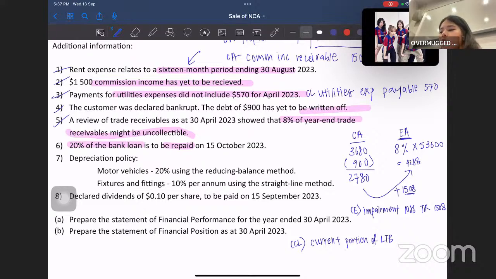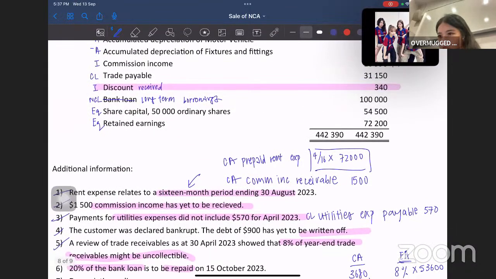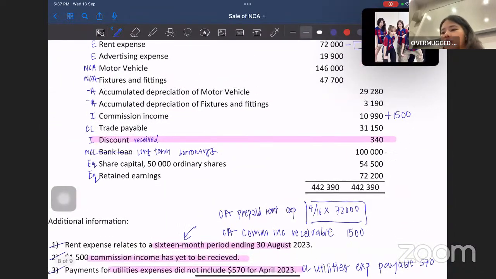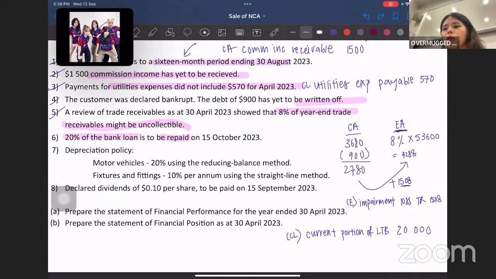Okay, so if I press my calculator, 20% of my loan, 20% of 100K, will be 20,000. So essentially, I will just take it out from here. So I minus 20,000 and then I add it inside my CL. Basically, that's what it means, because I'm going to pay it within next year. So I will remove it from my NCL and put it under CL. That's all, for the part that I'm going to pay next year. So this one you need to remember, the term is called current portion of long-term borrowing.